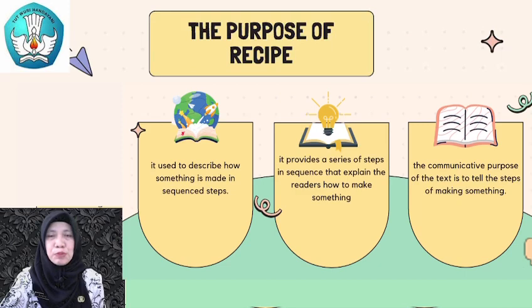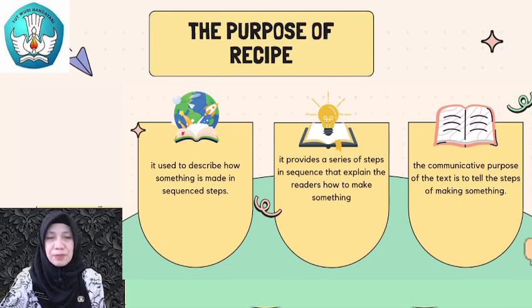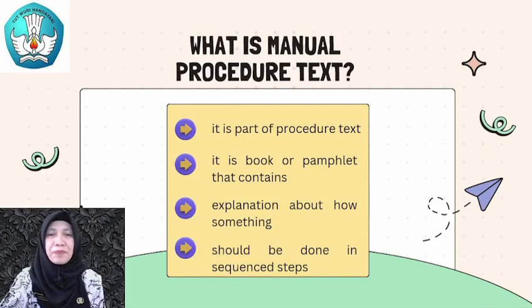Next, the purpose of a recipe procedure text. First, it is used to describe how something is made in sequence steps. Second, it provides a series of steps in sequence that explain to the reader how to make something. And third, the communicative purpose of the text is to tell the steps of making something.